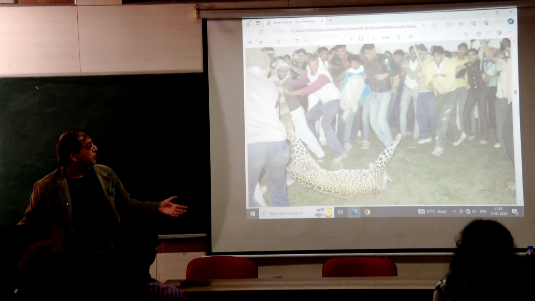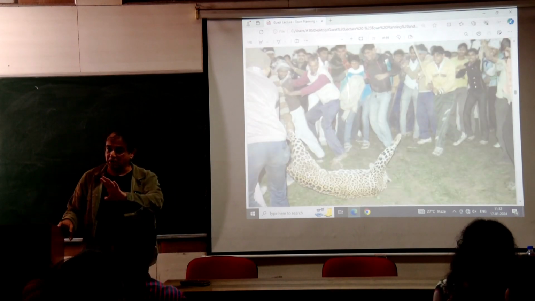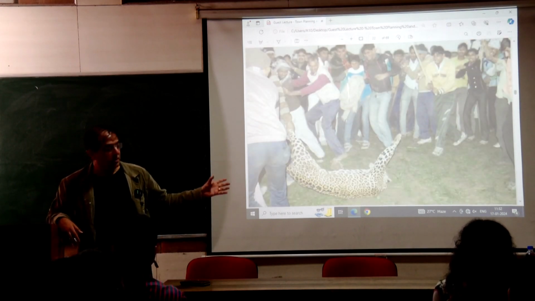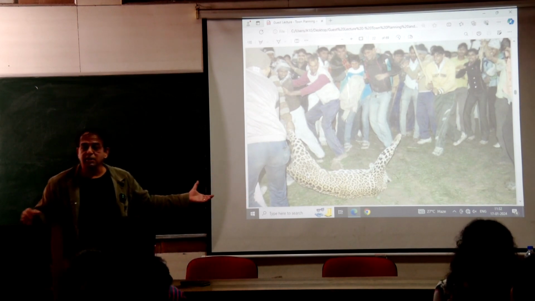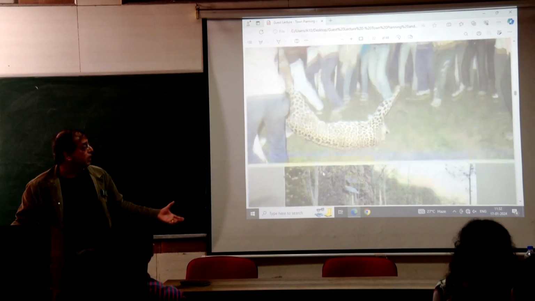See, this happened. This is the photograph, fortunately not from Maharashtra. Rajasthan's photograph. One leopard accidentally entered into a village, and this is his end. This is what will happen.